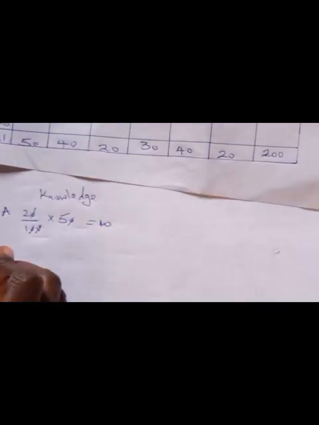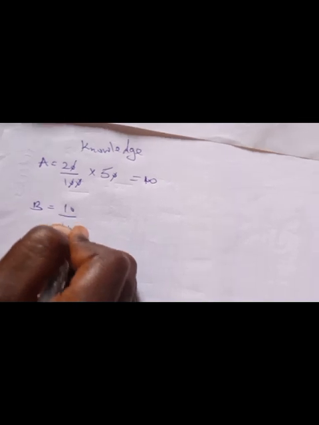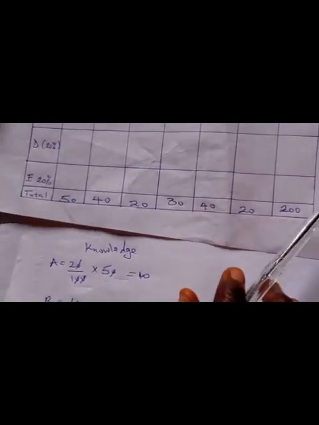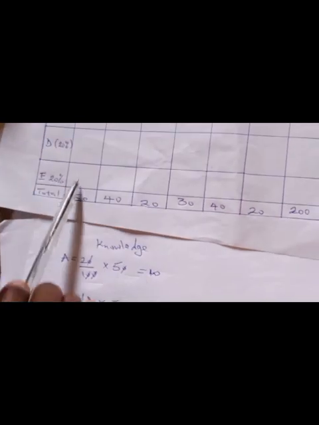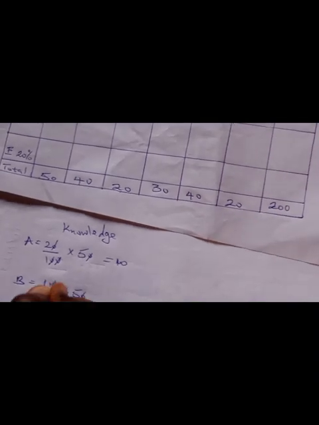Now for B, our B is 10%. 10% of 50. Don't make the mistake of using 200. We are done with 200. We are using 50 for knowledge, 40 for comprehension. Now, 0 cancels 0, so our B is 5.